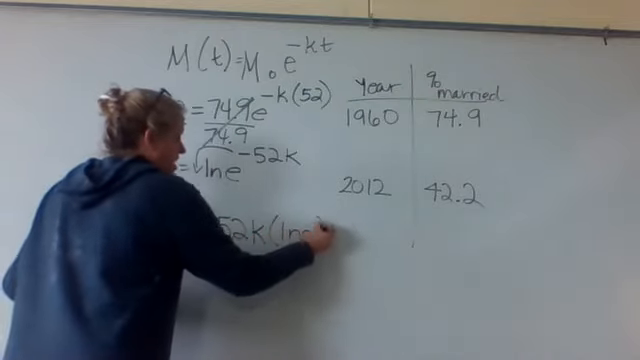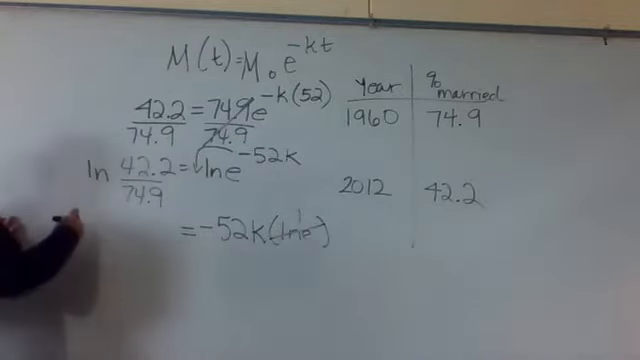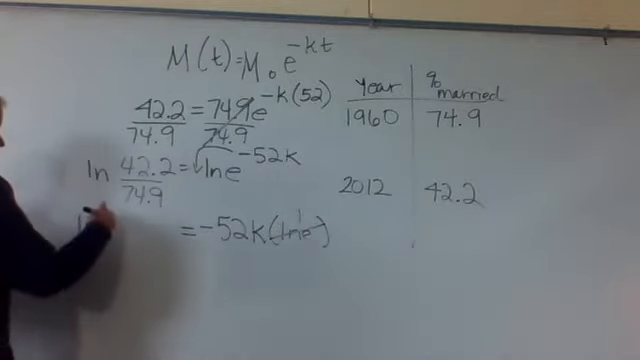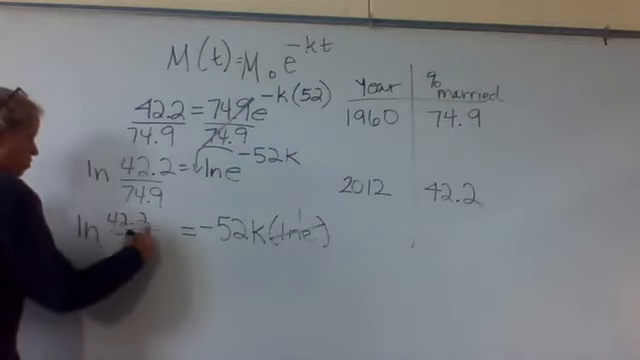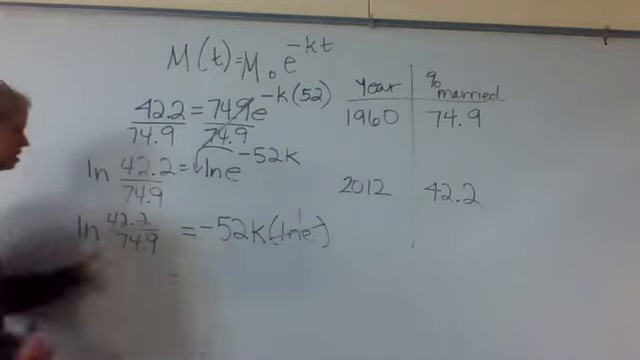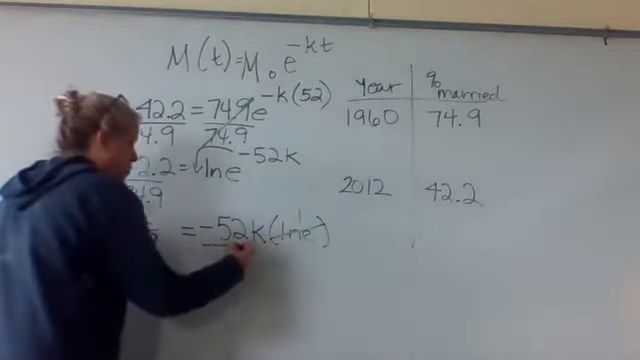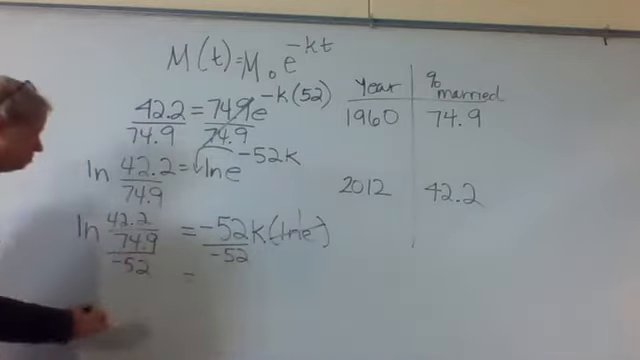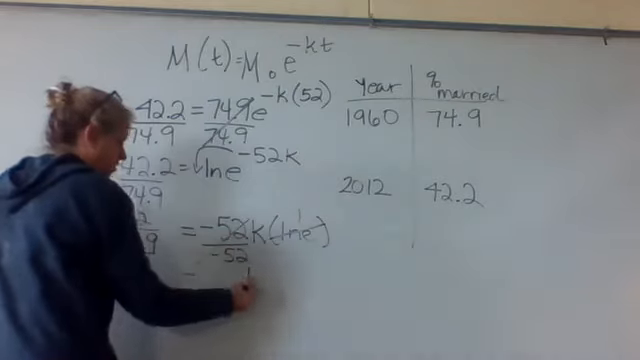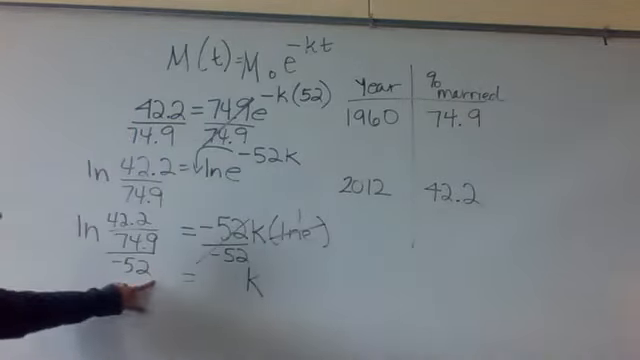Times ln of e, but remember that's just 1, so it just cancels. Over here I still have ln of 42.2 over 74.9. So it's just one step left to get that k by itself. I just need to divide it by negative 52. So that's going to be my k answer. Just type all this in your calculator.